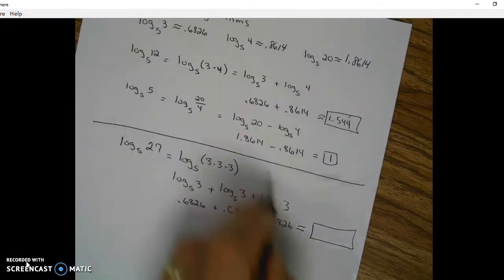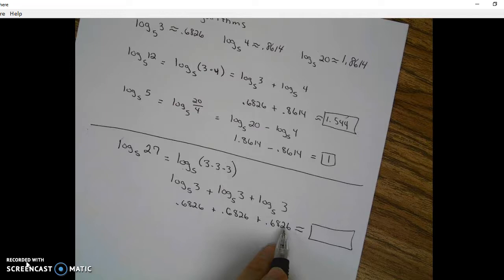So this is the kind of work I want to see on this paper. If you just put down the answer, then either you cheated or you used your calculator to get the answer. Only use your calculator to check to make sure you did it right.